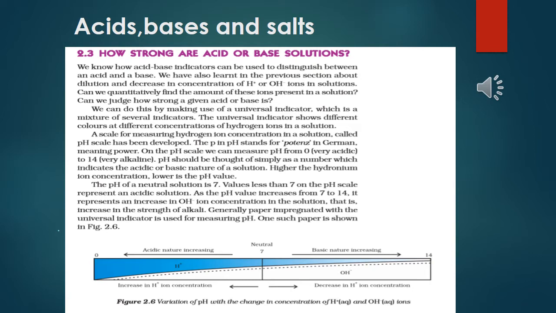Students, I have discussed indicators with you. Some indicators are natural indicators, like litmus paper. Some indicators are synthetic indicators, like phenolphthalein. But today we are going to discuss the universal indicator, and an example of a universal indicator is pH paper.